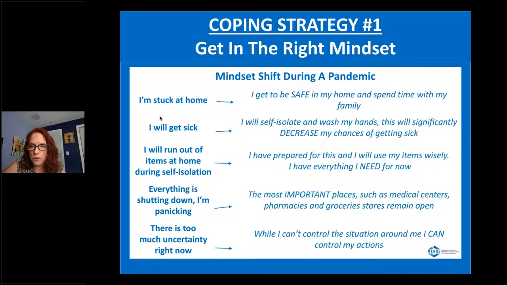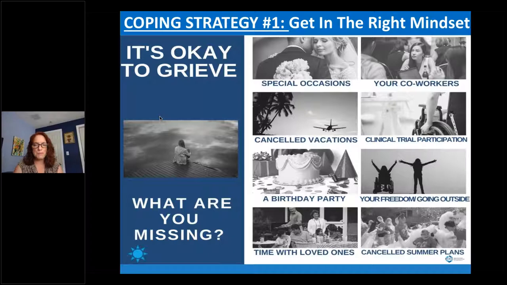All right, coping strategy number one, the next part of getting in the right mindset. I think it's important that we take a moment to recognize that over the last few months, we've all experienced some type of loss or grieving, or we may have. So whether that's special occasions or canceled vacations, however it is that you've lost, I think it's a great time for you to share that with us.